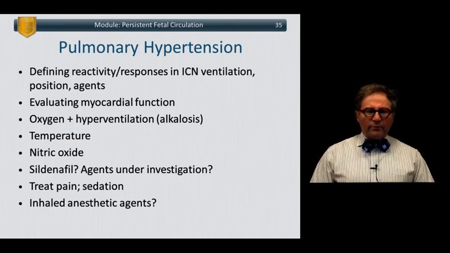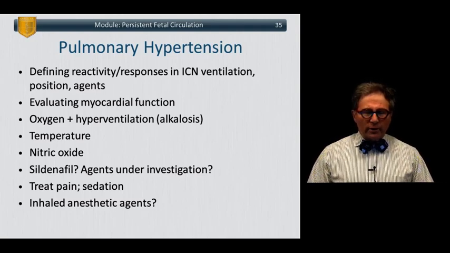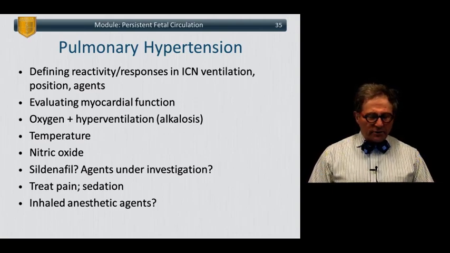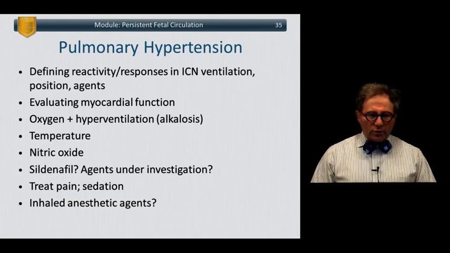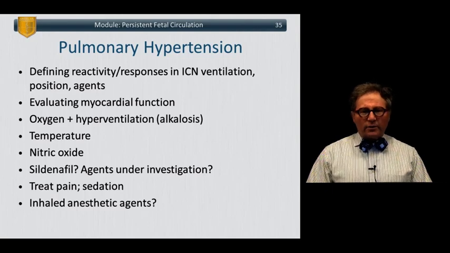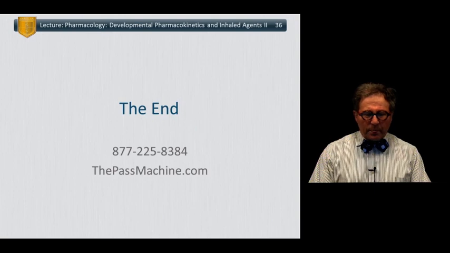Sildenafil or Viagra has been used to try and reduce pulmonary vascular resistance in children who are unresponsive to the other measures listed above. Pain control, sedation, and possibly inhaled agents have all been used to bring down pulmonary vascular hypertension when it occurs in the postnatal period with varying degrees of success.